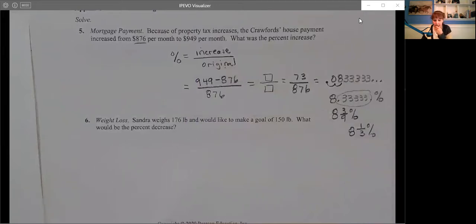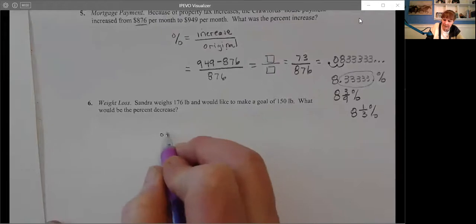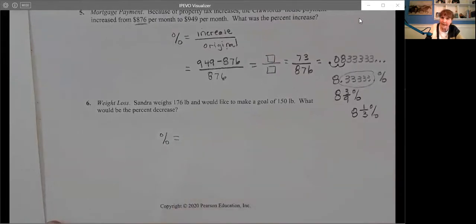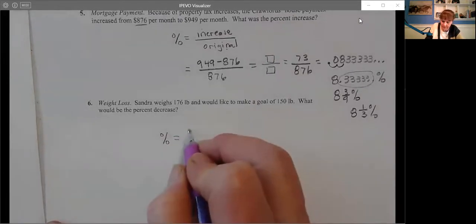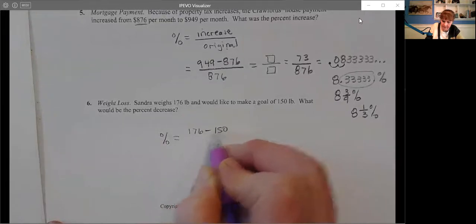Let's try number 6. Weight loss. Good. Sandra weighs 176 pounds and would like to make a goal of 150 pounds. What would be the percent decrease? Well, to find the percent decrease, we're going to find how much of a decrease. If you want percent decrease, you find out how much of a decrease.